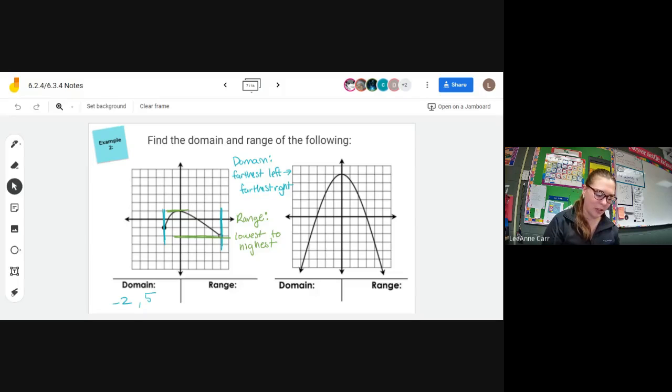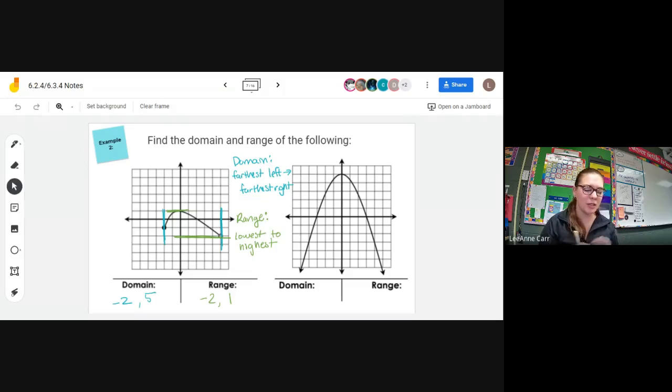And for the y value, my lowest point here would be -2. And again, the reason I'm doing that is because it's my y value. And my highest point would be 1. And boom, I have my domain and range.